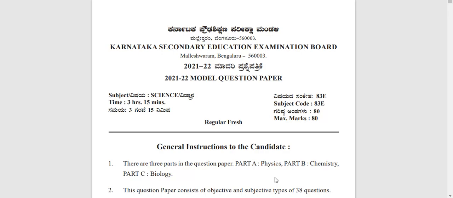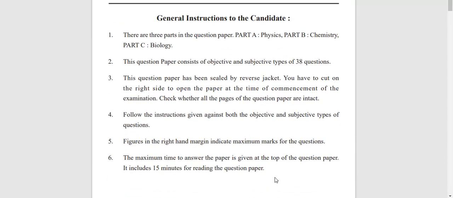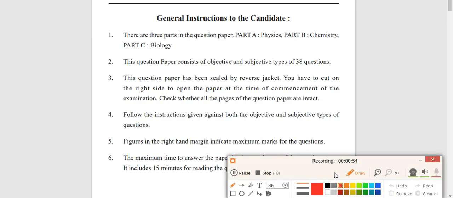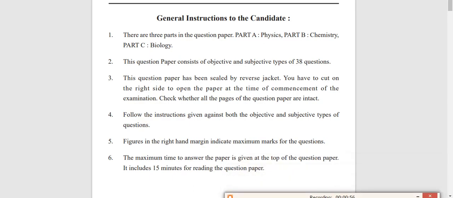In this question paper, we have three sections: section A, section B and section C. In section A, we have to give the answers for physics. Section B, that is part B, comprises chemistry, and section C is biology. In this question paper, altogether 38 questions will be there, both objective and subjective. Both types of questions are there.